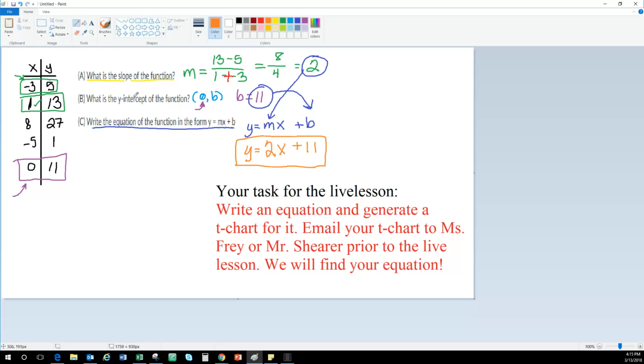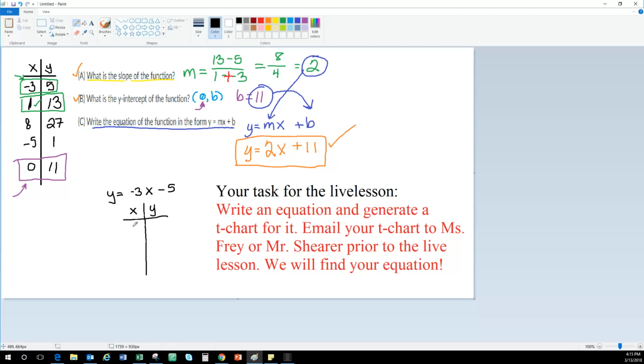So if we follow these 3 steps from the t-chart, what's the slope, what's the y-intercept, plug those back into the formula, y equals mx plus b, and you can kick out the equation. Your task, write an equation and generate the t-chart. So what we want you to do is we want you to write a random equation. Y equals some number, negative 3, times x plus or minus some number, so we'll say minus 5, and generate the t-chart.